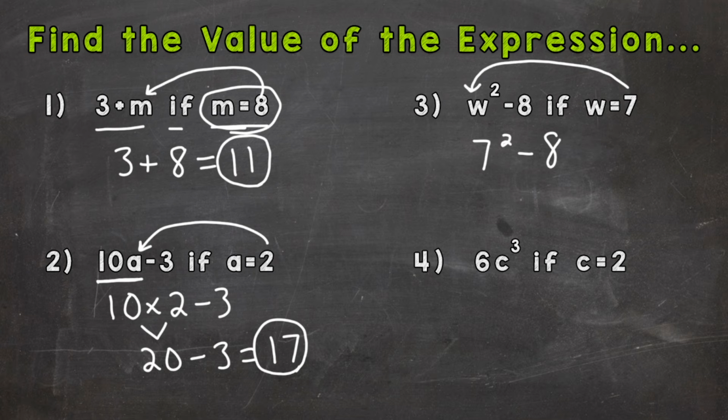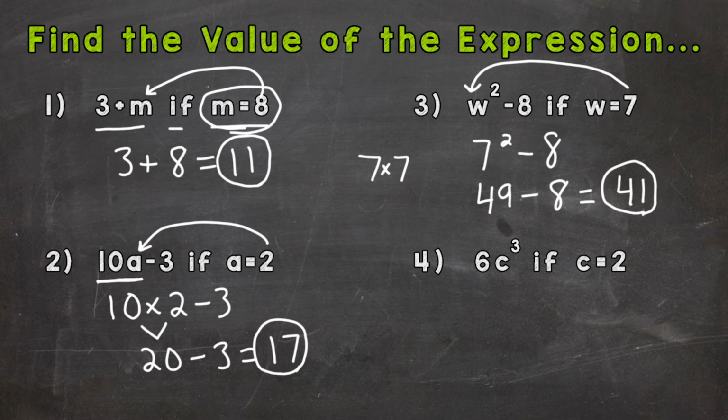So now we're ready to solve. So order of operations, exponents come before subtraction. 7 squared does not mean 7 times 2. Remember, an exponent means to expand that 7 out twice and multiply. So it means 7 times 7, which is 49. Bring down our minus 8, and we get to 49 minus 8, which equals 41.